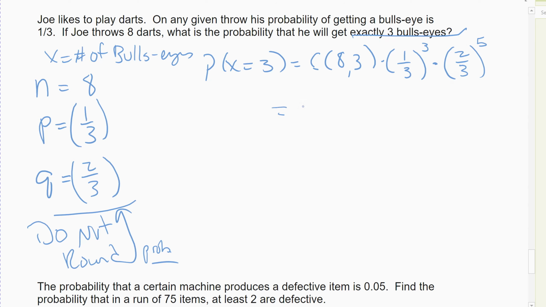So first thing is 8 choose 3 is usually what I figure out. You can type it in all at once. Just make sure you put parentheses around those fractions. So I usually find my combinations first. So that's 56 times 1/3 cubed times 2/3 to the 5th.